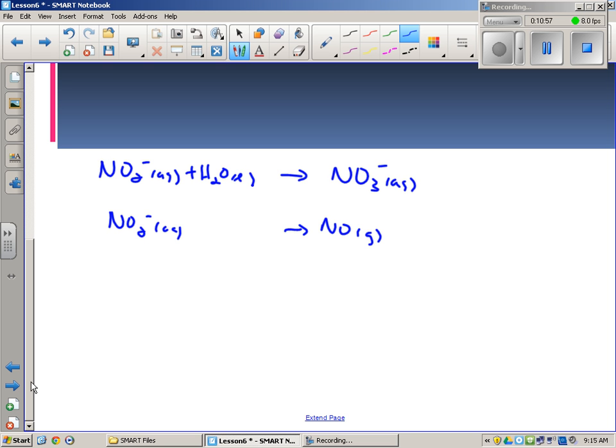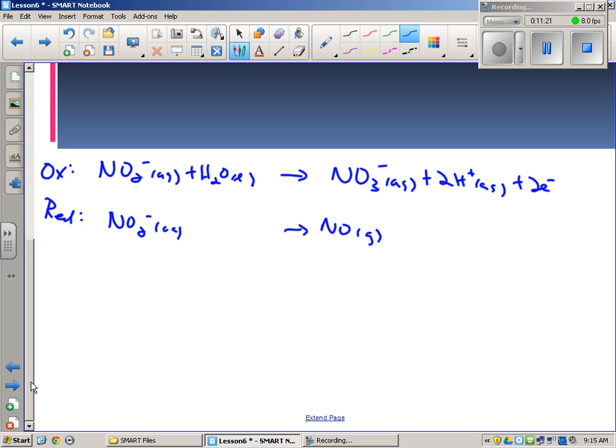I added 2 hydrogens, so I'm going to add 2 H pluses here. And let's see, that's a 1 plus there and a 1 minus there. So I'm going to have to go with adding 2 electrons over there. Okay, so it looks to me that this is my oxidation here, and of course this is my reduction.